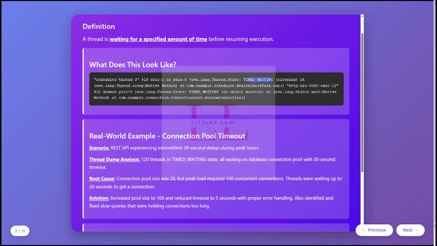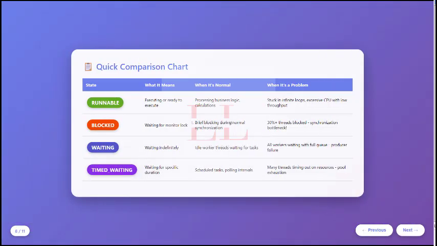So the common causes of timed waiting include Thread.sleep, Object.wait with a timeout, connection pool waits, and any operation with a time limit. And finally, a quick comparison chart. Let's look at a quick comparison to help you remember when each state is normal versus when it indicates a problem. Runnable is normal when processing business logic and calculations.